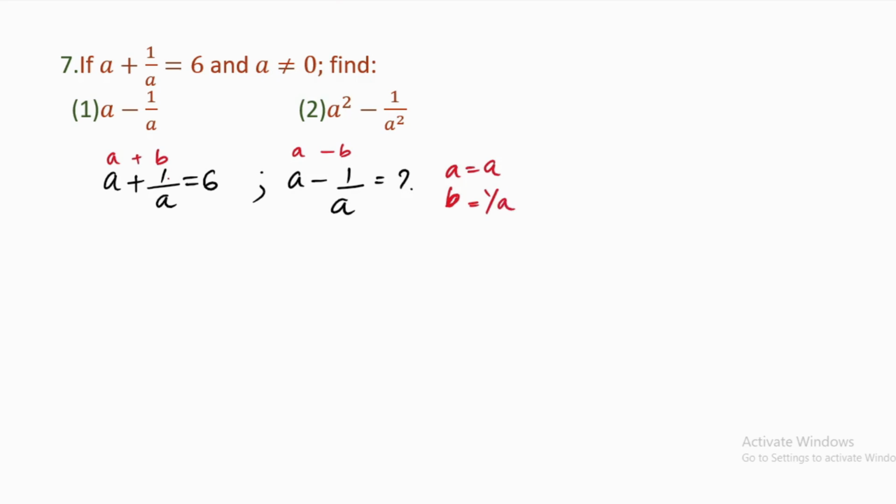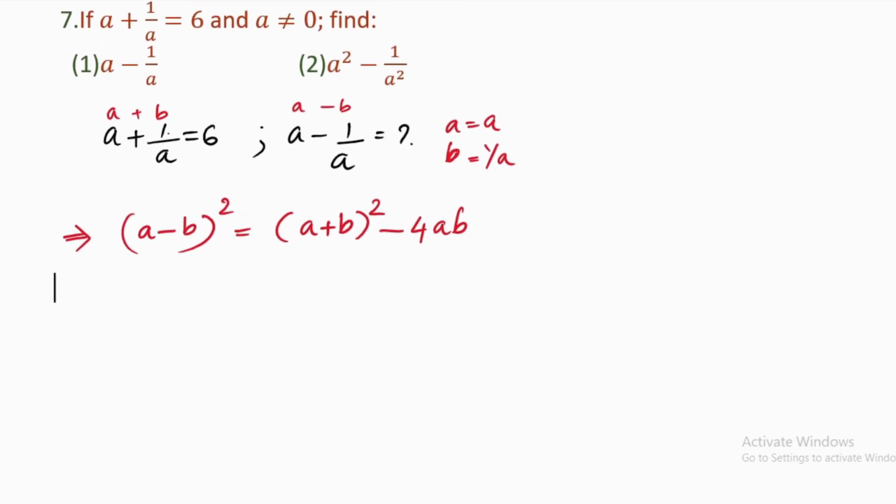Now in such cases where a plus b is given and you have to find a minus b, or the opposite, when a minus b is given and you have to find a plus b, remember this equation, that is a minus b the whole square equal a plus b the whole square minus 4ab. See here we have both a minus b and a plus b in the equation. So it will be easy for you to solve such problems. Okay. So note this derived identity. Now we will go to the problem.